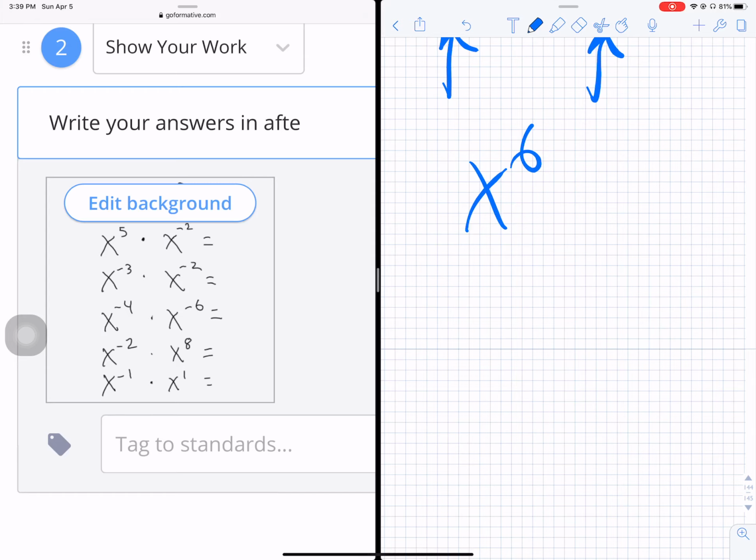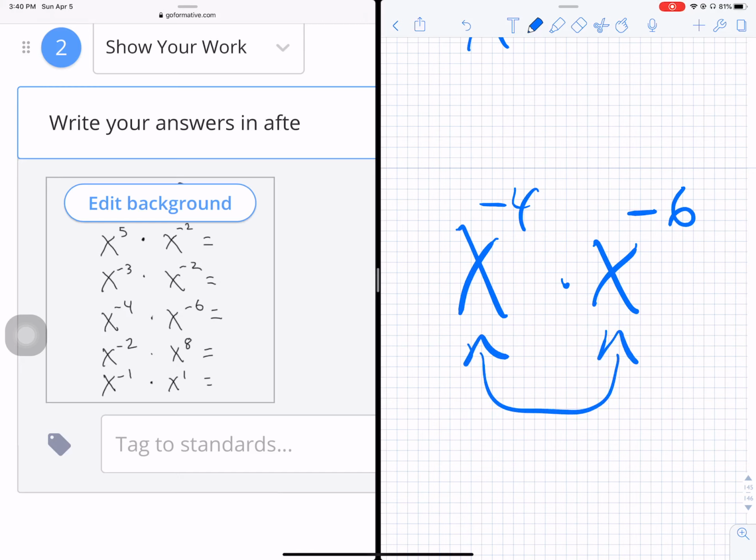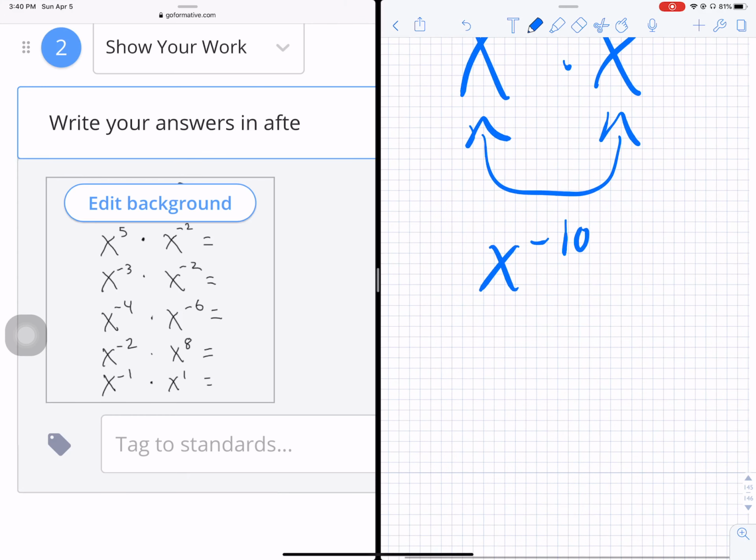Let's do some of these with negatives in there. It still works the same way. You're going to add because the bases are the same. So let's do this one. x to the -4 times x to the -6. So the bases are the same, right? That's good. So these get to add. But what is -4 and -6? If I put those together, what does that make? It makes a bigger negative. So the answer to that is going to be x to the -10.